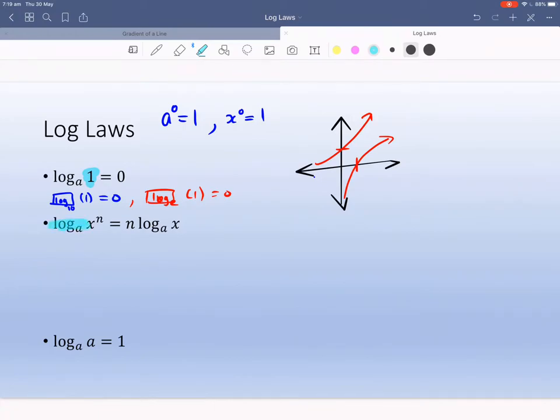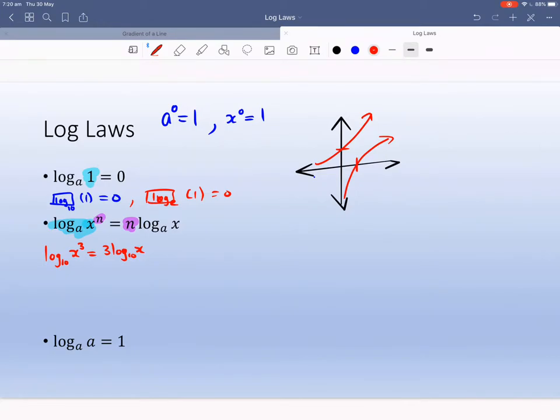If you've got log to any base, and then you've got the number, and then you've got an indice, you can just bring that indice to the front. So for example, if I go log to base 10 of x to the 3, I can write that as 3 log 10 x. Alright, so it's really, really important. Now with that one, we can actually do a lot of things.